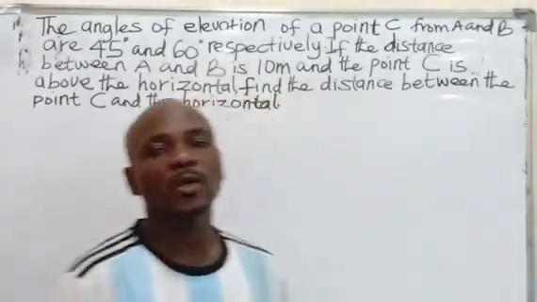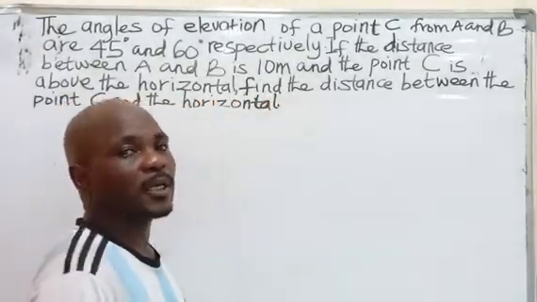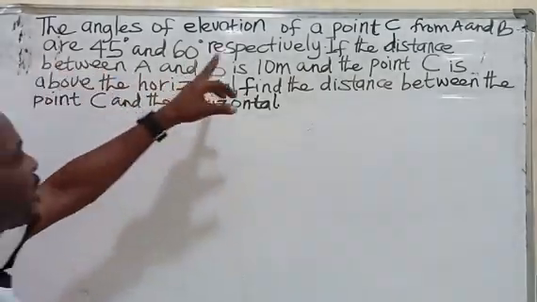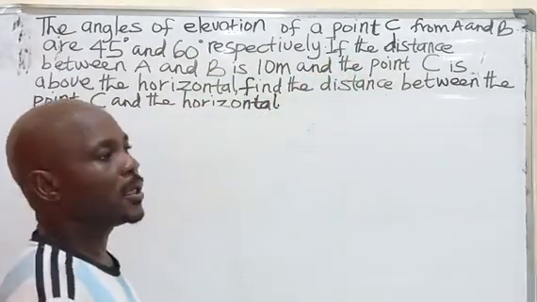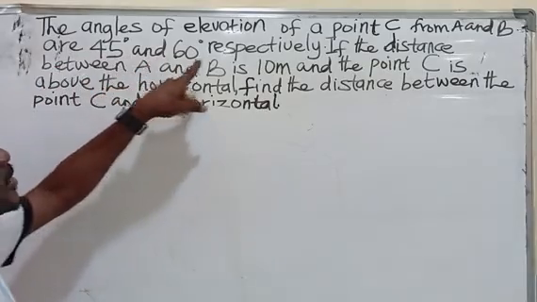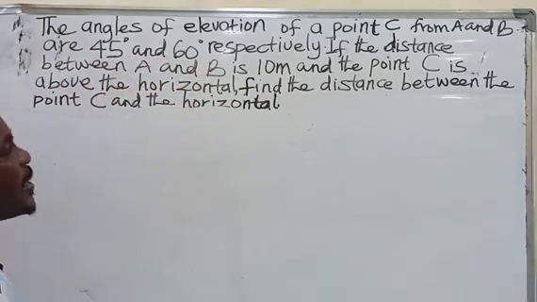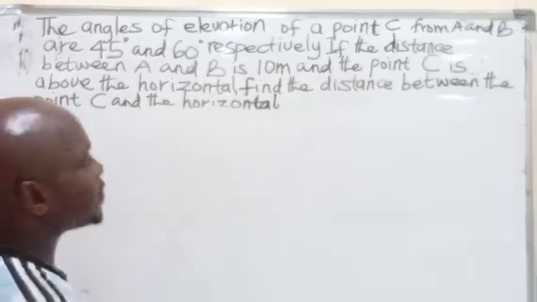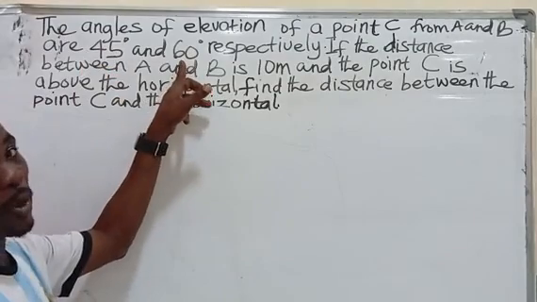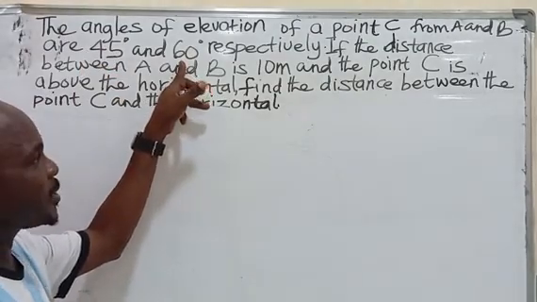Alright, so we have a question on the board. Let's try and solve it. The question says the angles of elevation of a point C from A and B are 45 degrees and 60 degrees respectively. That means that A is looking at the object upstairs with an angle of 45 degrees and B is looking at the object at 60 degrees.